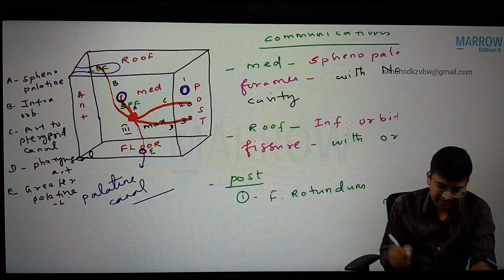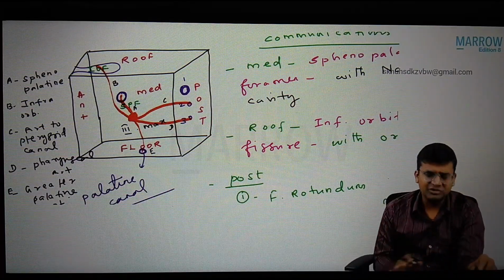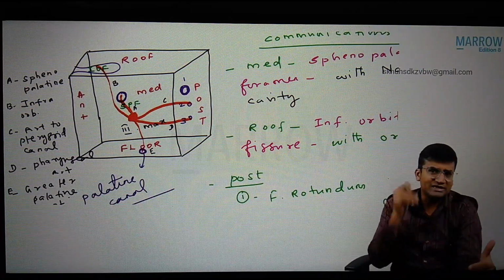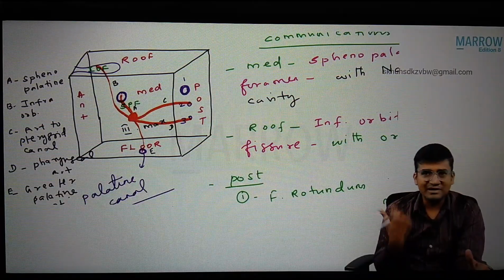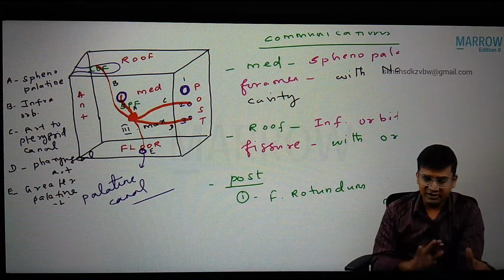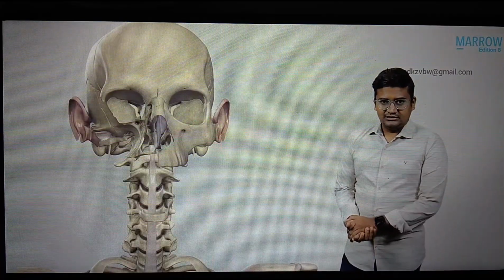Okay, right. Again, we write these branches later, don't worry. So the point is, if you know the communications, easily you can remember the branches from the third part of the maxillary artery. That is the point. Okay. Now we're going to see the animation for the pterygopalatine fossa.